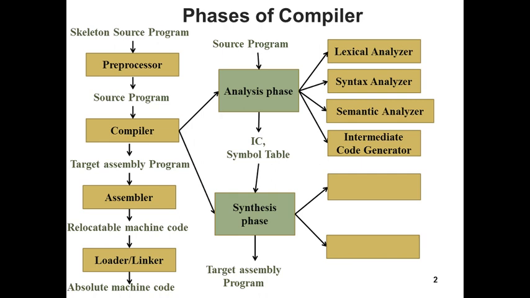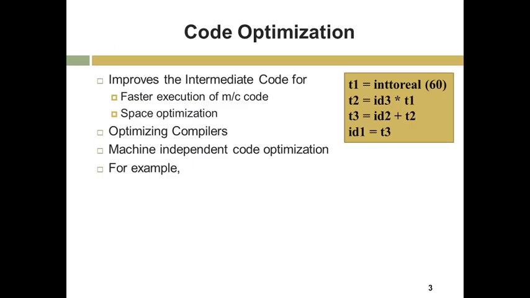So the synthesis phase generates the target assembly program depending on the target machine. It also creates the backend of compiler design. The first phase in the synthesis phase is the code optimization phase. This phase can be an independent phase, and if we remove this phase, then also target code can be generated.